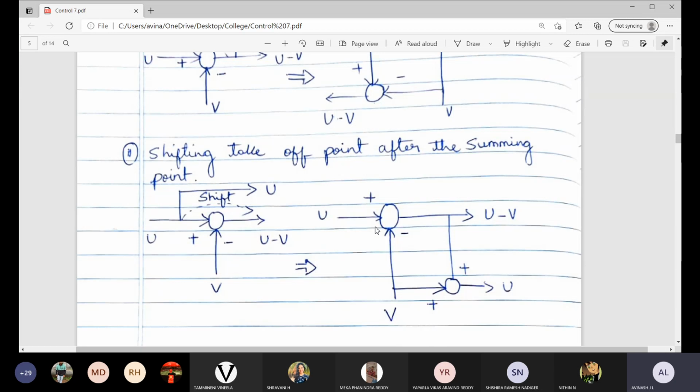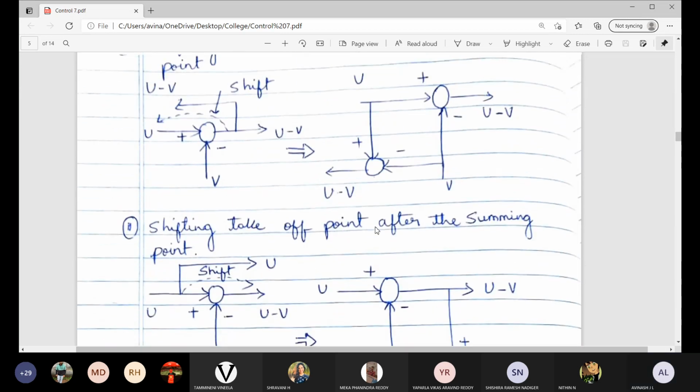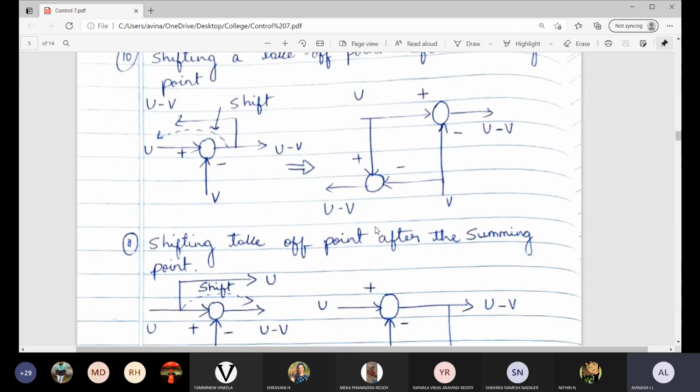So this is shifting the takeoff point after the summing point. Here what exactly happens is, when the takeoff point is present, u plus v, u minus v are taken here, u minus v is there. If you shift to the left hand side, what exactly happens? Here you should get the final output as u minus v. So u is coming in this particular line, fine. So v should get here u minus v. So here this value is also u minus v. So here there is no problem for this.